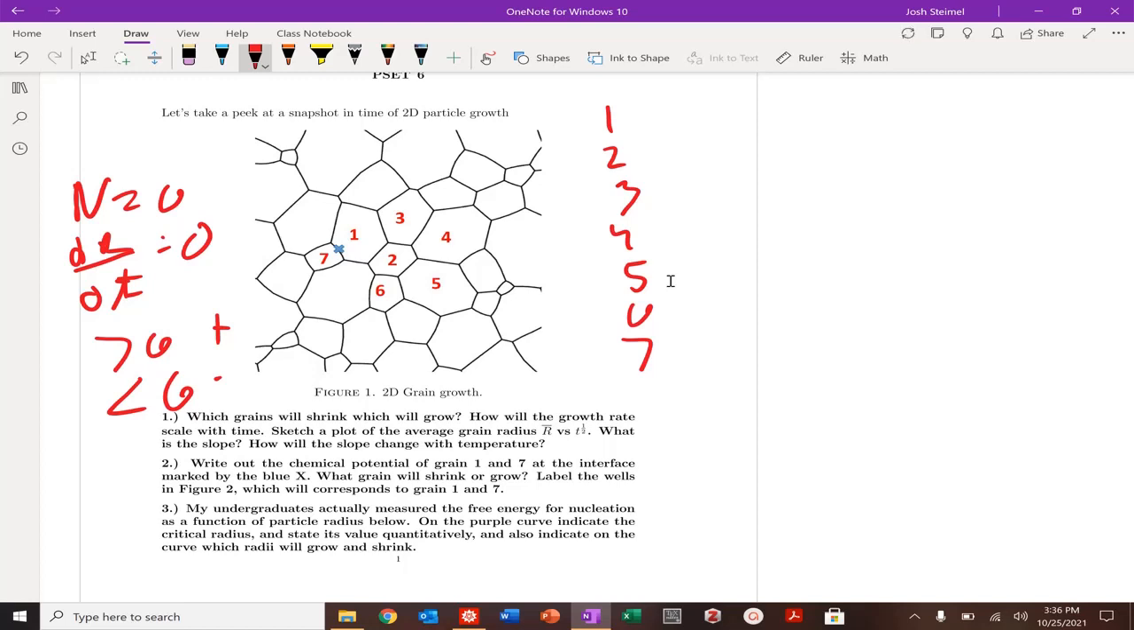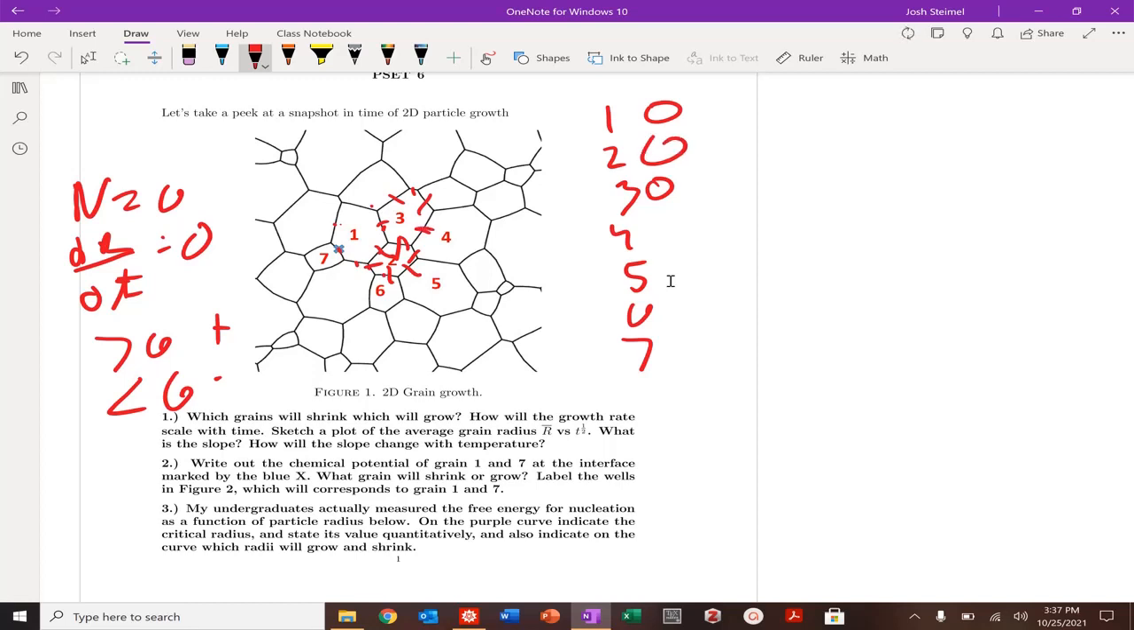So 1 is 1, 2, 3, 4, 5, 6. Make sure I count that right. 1, 2, 3, 4, 5, 6. So 6 sides, so this is going to be basically 0. Neither grow nor shrink. Let's do 3. 1, 2, 3, 4, 5, 6. So 3 is also there. What about 2? 1, 2, 3, 4, 5, 6. So 2 is also 0.